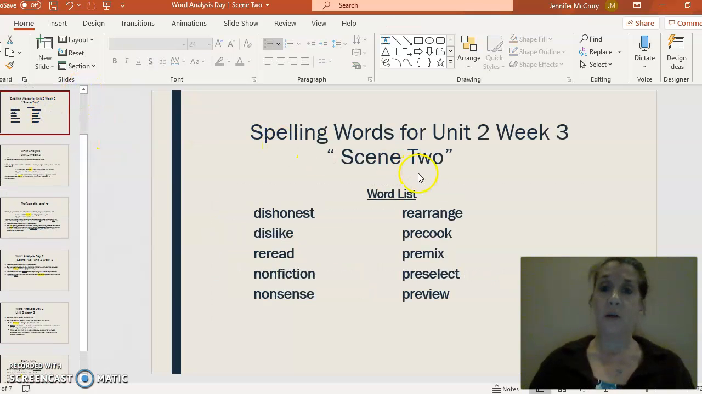I'm going to go back, though. We did do it, okay? Looking at your spelling list, I put that back up there. Don't forget, rearrange. We're going to look at pre-cook, pre-mix, pre-select, and preview tomorrow for day 3.